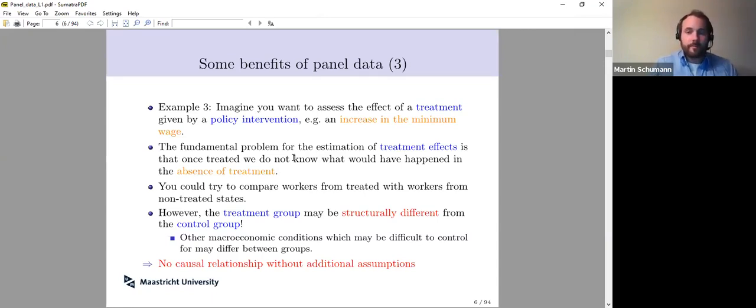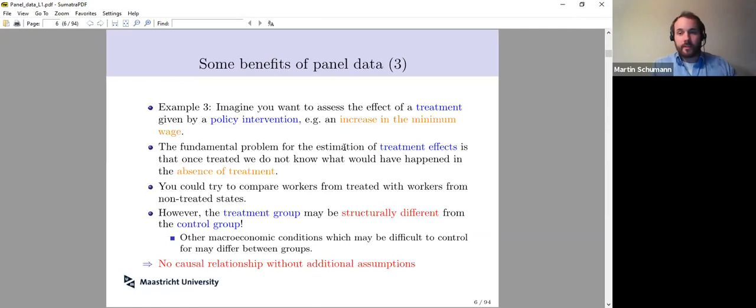Now, the problem, therefore, is that you don't have a good control group. You don't have a good comparison group for each treatment. So one way to find a comparison group is you simply go to a neighboring state and you take a set of workers there and you compare them with the set of workers in the state where the treatment took place.